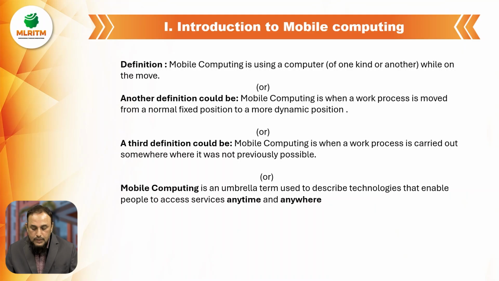Another definition: mobile computing is when a work process is moved from a normal fixed position to a more dynamic position. Mobile here means dynamic. The third definition: mobile computing is when a work process is carried out somewhere it was not previously possible. For example, in remote areas like hilly stations and remote forest areas, mobile computing is possible, whereas in traditional computing it is not possible there.